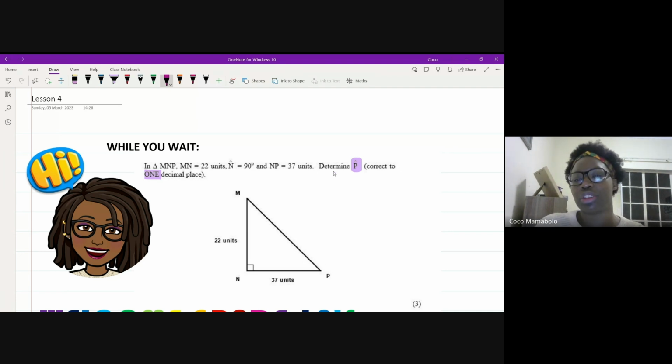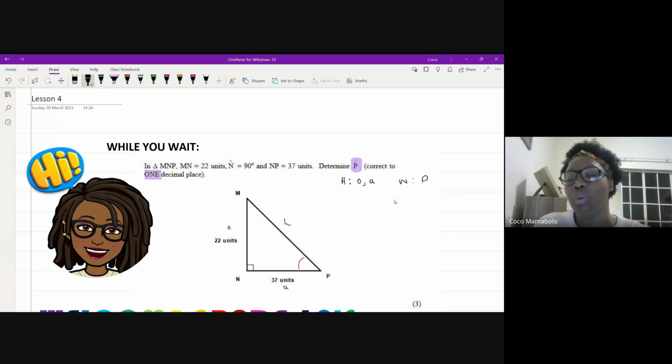So they want us to determine P. We're going to use P as our reference and we're going to label. NP is going to become our adjacent side. MN is going to be our opposite side, and MP would be our hypotenuse. What do I have? I'm just going to write H for have. I have my opposite and my adjacent. What do I want? I want my angle P.